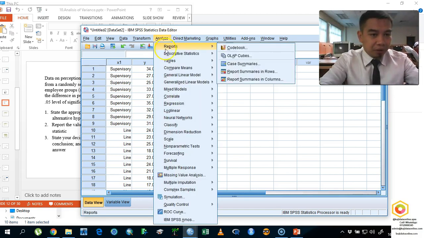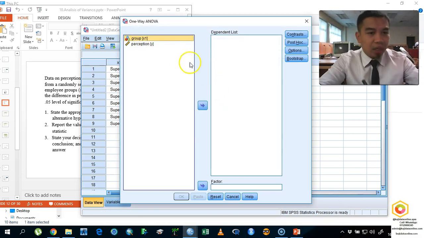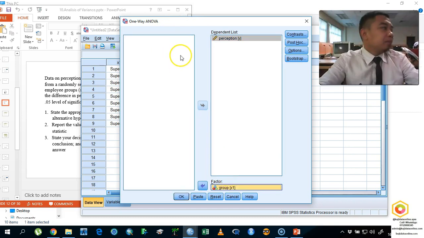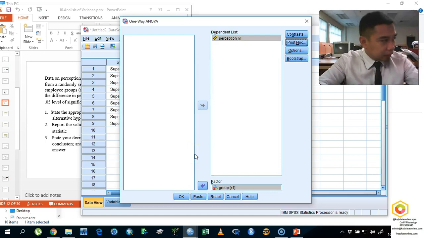Okay, I'll repeat. Go to Analyze, go to Compare Means and One-Way ANOVA. And then proceed with the perception inside the Dependent List. And then bring your group inside the Factor. After that, go to the Post Hoc analysis and then click for Tukey. And after that, check your significance level. Okay, this is my significance level. That's good. And then you click the Continue button.